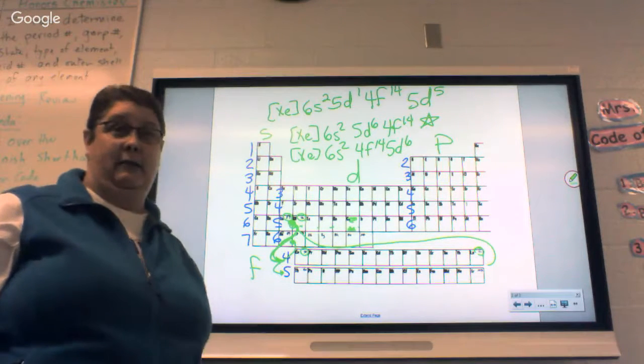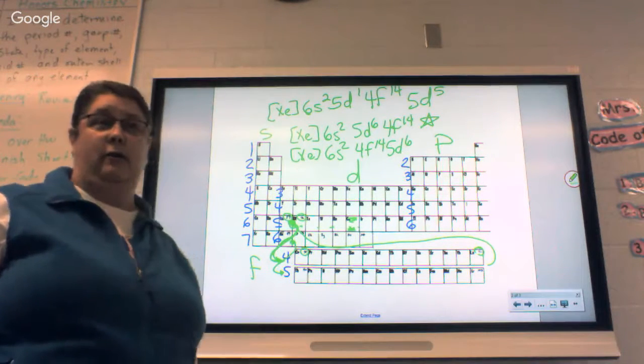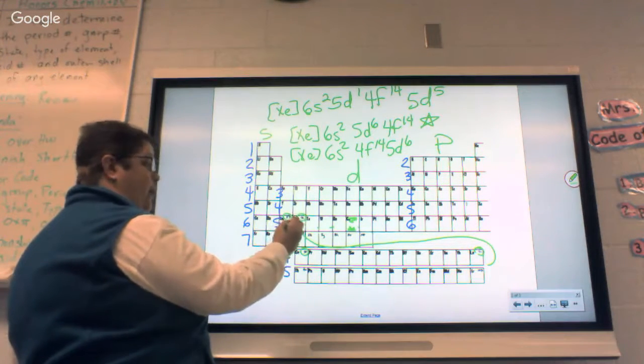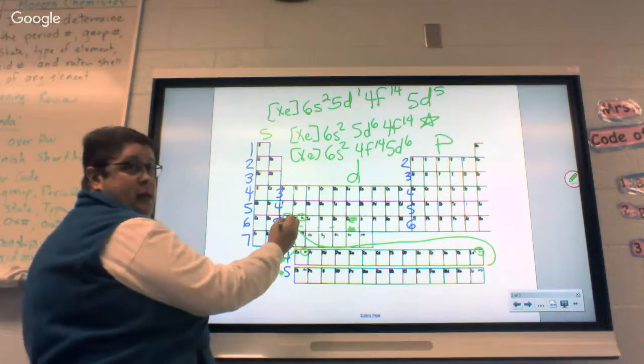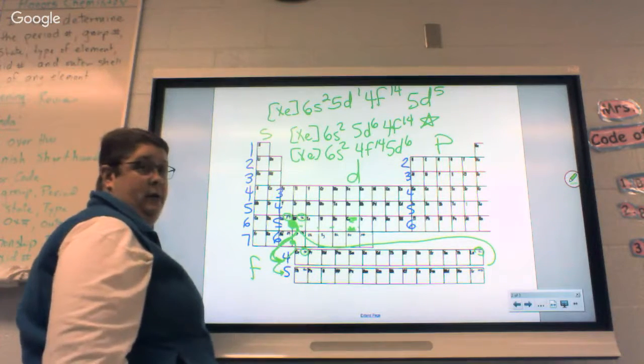Yes, exactly. Okay? Because this dot that we've got right here represents 4F14. Yes, it is.